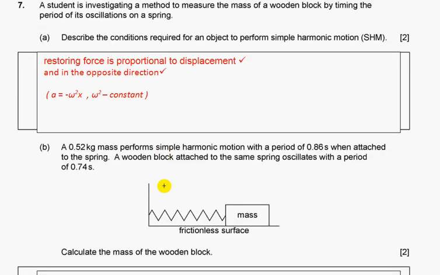A student is investigating a method of measuring the mass of a wooden block by timing the period of oscillation on a spring. Describe the condition required for the object to perform simple harmonic motion. The restoring force is proportional to the displacement and in the opposite direction, or acceleration is proportional and opposite in direction to x.